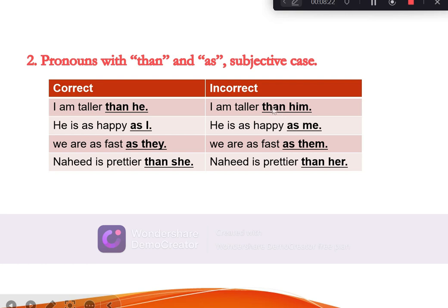Look at this structure. "I am taller than him." We are comparing this subjective case with this objective case, so this is not the correct comparison. So always use subjective case after than and after as. "He is as happy as I" would be the correct sentence. "He is as happy as me" would be the incorrect sentence, because me is not the subjective case, because we know that after as we need to use subjective form of the pronoun, and the remaining these two sentences are also based on the same condition.